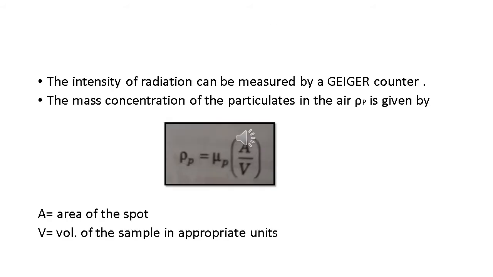The mass concentration of the particulates in the air, rho p, is given by rho p is equal to mu p into A by V. Mu p is the particulate matter per unit area of the spot, calculated in the previous equation, A is the area of the spot, and V is the volume of the sample.